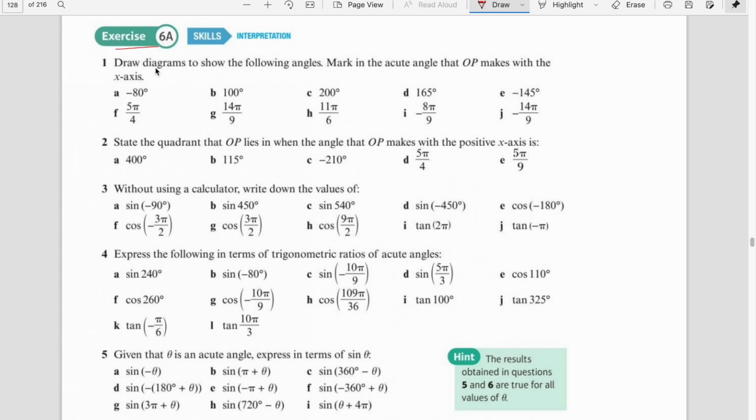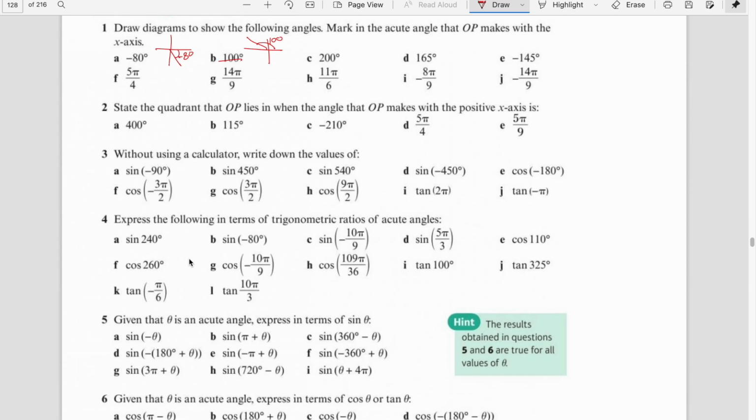Exercise 6a. Draw diagrams to show the following angles, marked with acute angles that OP makes with the x-axis. So this is minus 80. We mark it here, and this is negative 80. This is 100. So we move anti-clockwise, and this angle is 100. And in the same way, all the other angles.